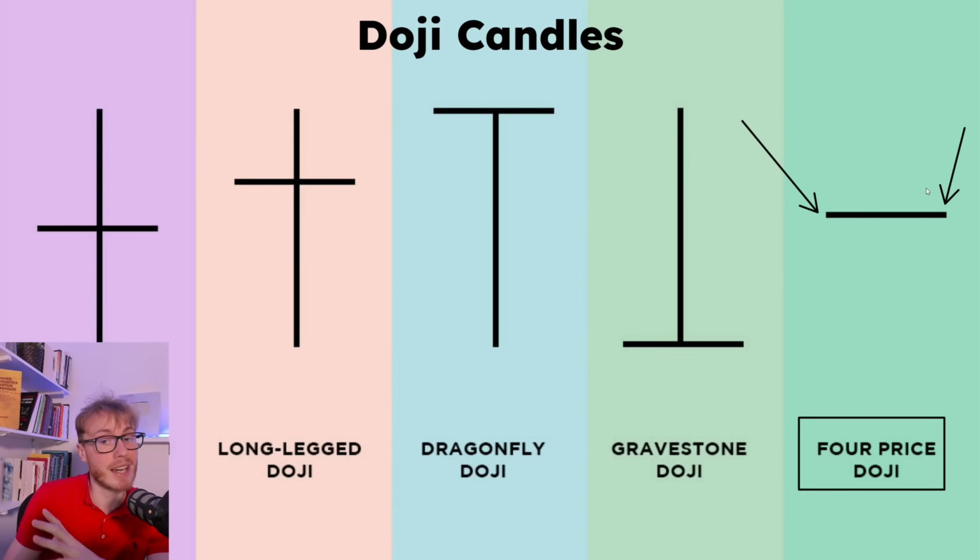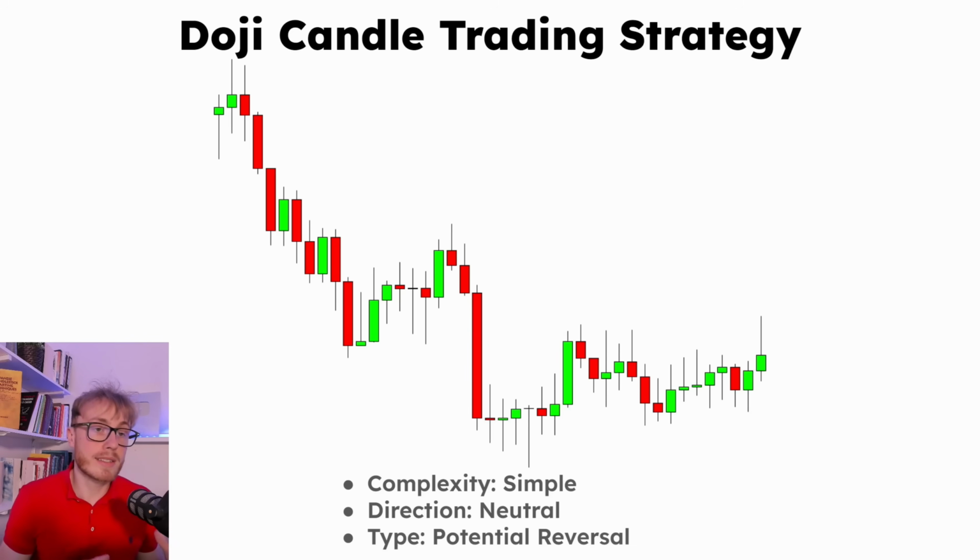So this is one of these candles that definitely signal uncertainty, and often when you see a 4-price doji, they indicate that this is something we actually don't want to trade. Alright, so now let's take a look at how we can trade using the doji candle.